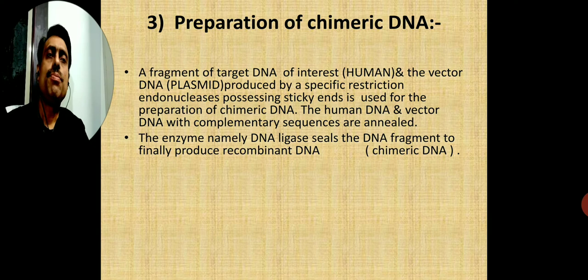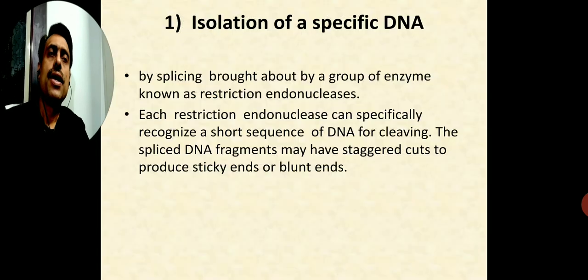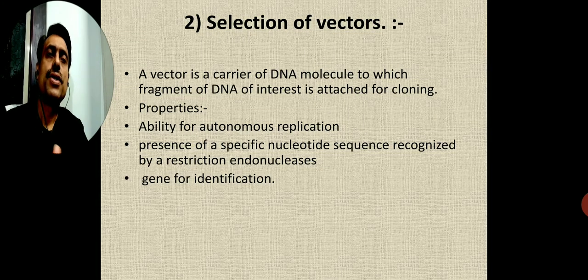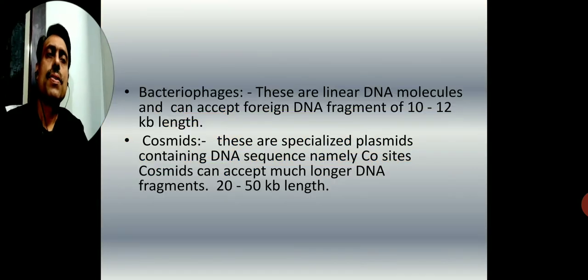So third is preparation of chimeric DNA. We have seen two processes. First is isolation of specific DNA. They are isolated by restriction endonucleases, which can specifically recognize a short sequence of DNA for cleaving. The spliced DNA fragment has sticky ends or blunt ends. Second is selection of vectors. It can be plasmid, cosmid or bacteriophages.